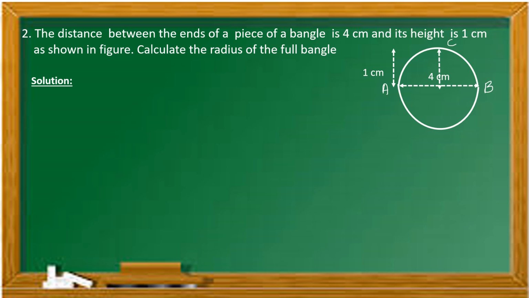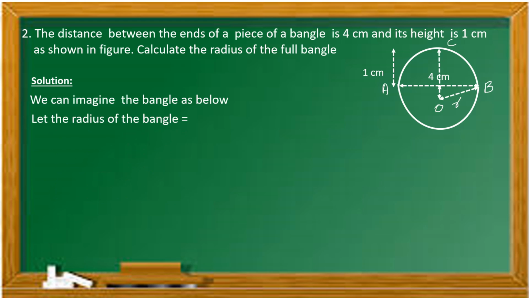Okay. Now, we can imagine the bangle as this one. Here, let's draw the radius of the bangle, or we need to find the radius of the full bangle, isn't it? So let's take the radius of the full bangle as R. That is here. Let's take this as R, as this is the center. Let OB be R. So let the radius of the bangle be R. Then how will you find the radius? Analyze the figure and tell me how you can find.